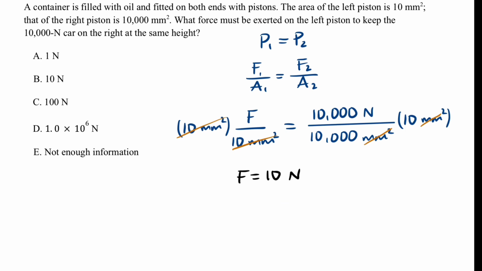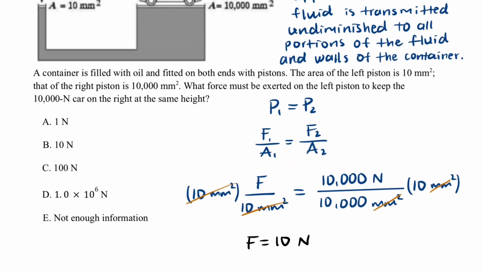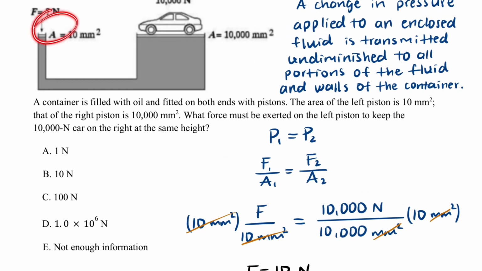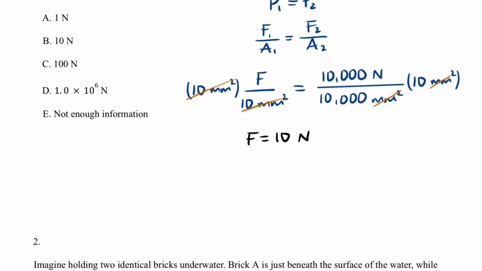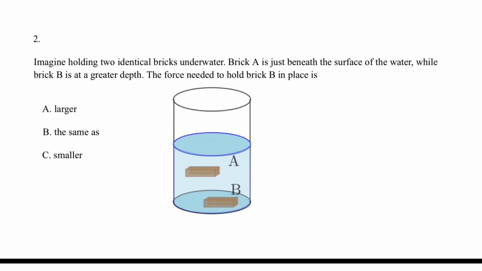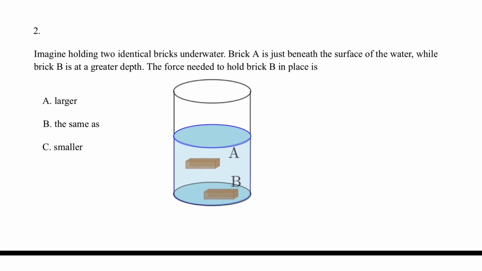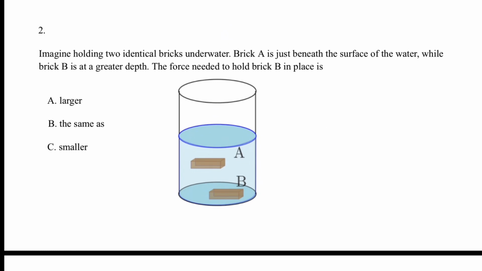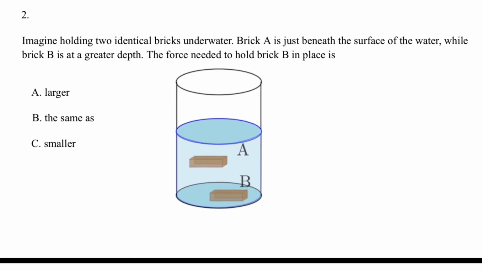Think about that. You need 10 newtons, only 10, here to hold a small sized car. That means if you had a 3-pound dumbbell, 3 pounds, you could hold, using a hydraulic press, a 2,300 pound car. Think about that. 3 pounds to hold a 2,300 pound car.